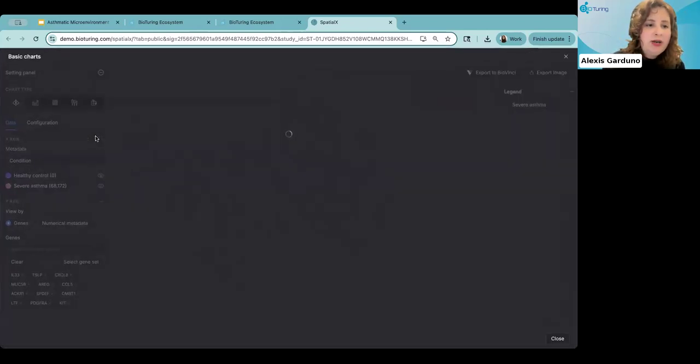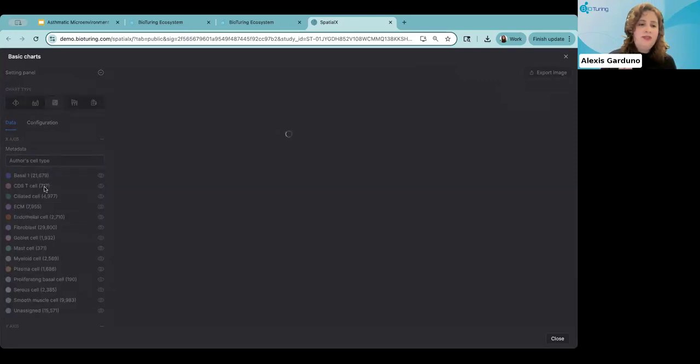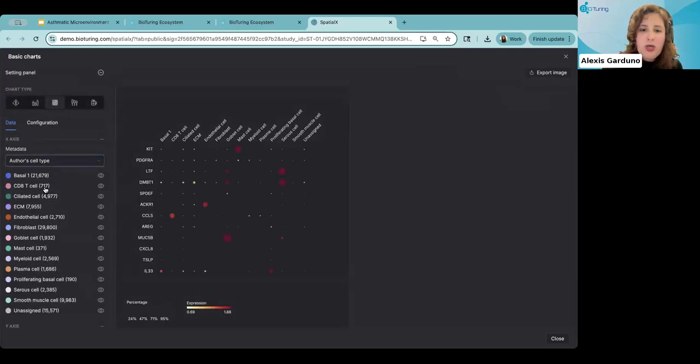So within the basic chart, you can select the bubble heat map view. And we can look at not the condition, because we know that we've subclustered these specific severe asthma patients, but we can actually look at the cell types within the tissue and how these different markers are differentially expressed within these specific cell types. So that's another visualization that you can generate from the tissue.